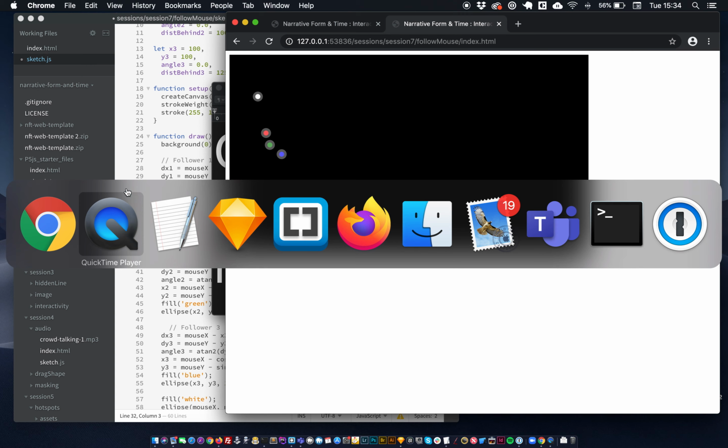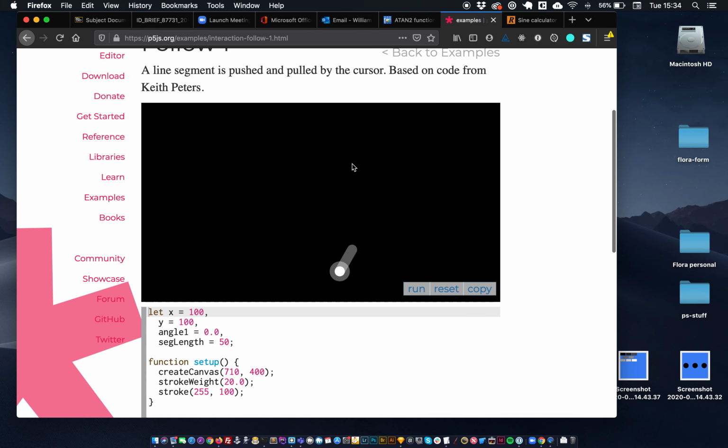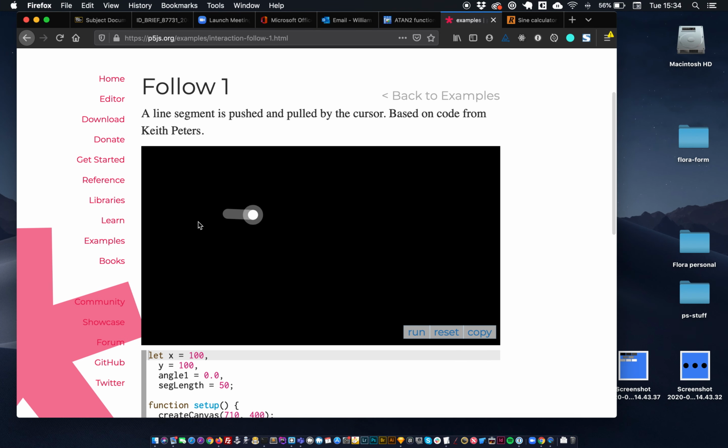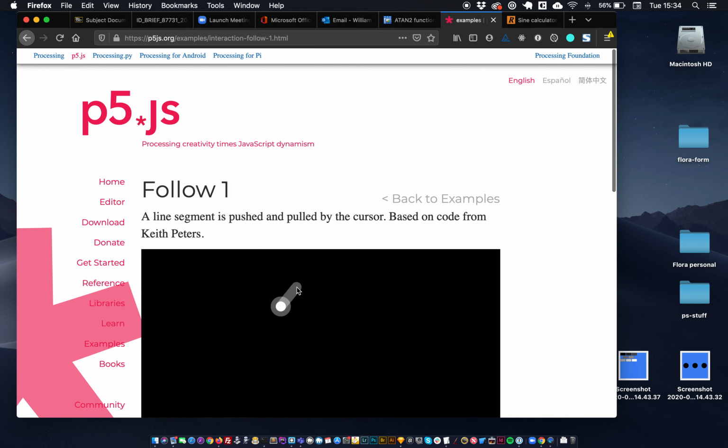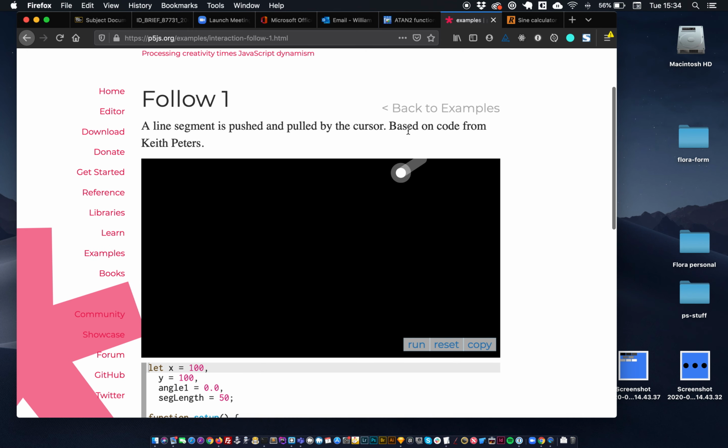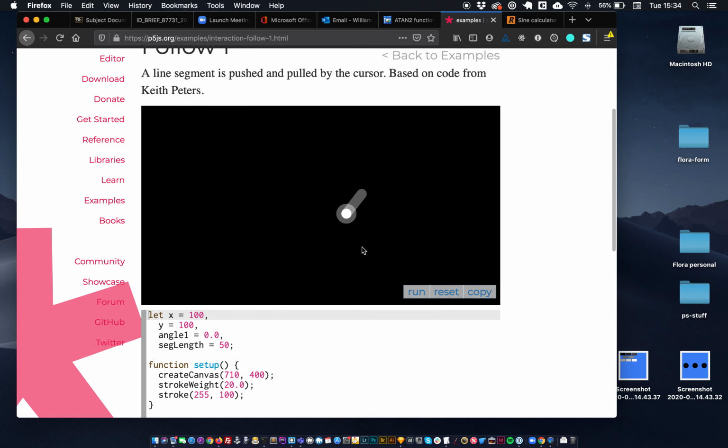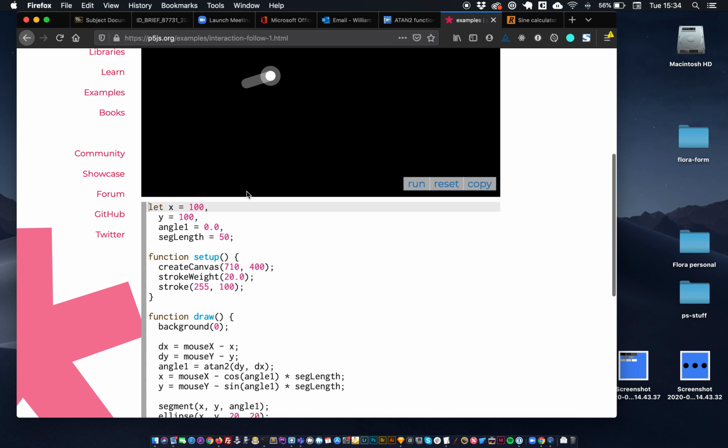It is a direct adaptation, only in that we do it a few more times, of this Follow One exercise that's on P5.js, based on code by Keith Peters. But as you know, if you're going to use this code in your project, you need to understand each line and what it does. So I'm going to try and explain it to you guys now.